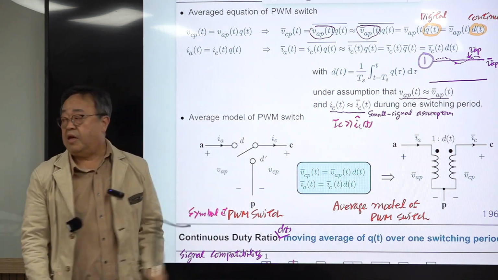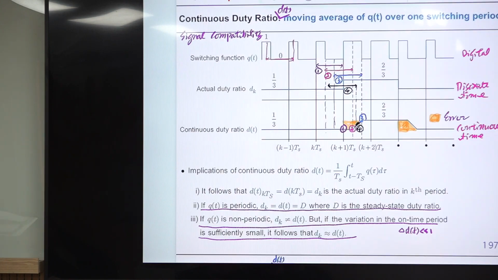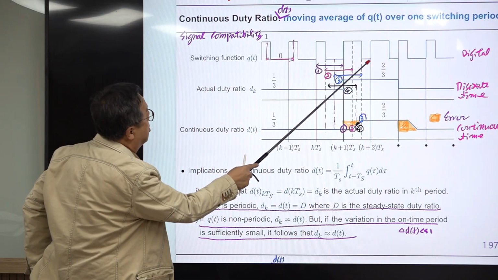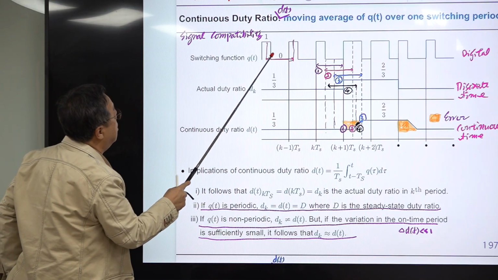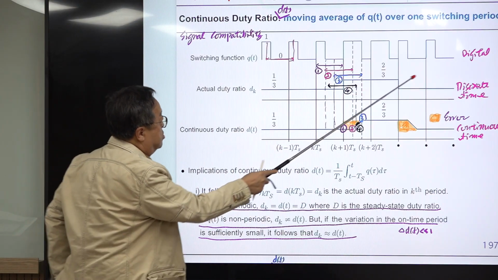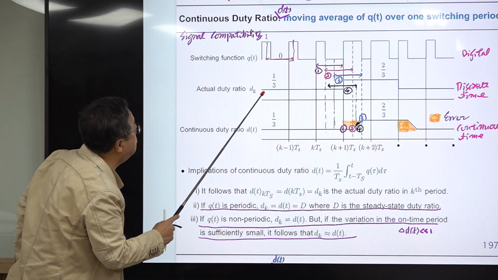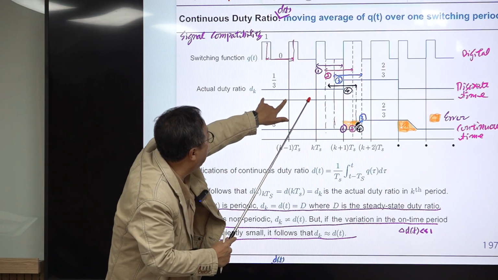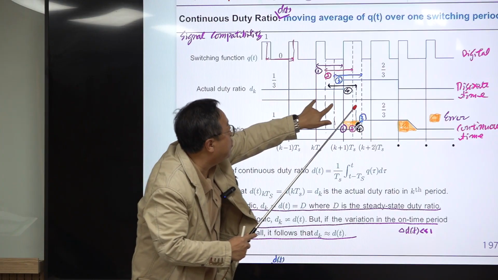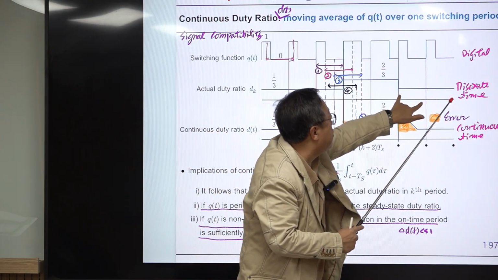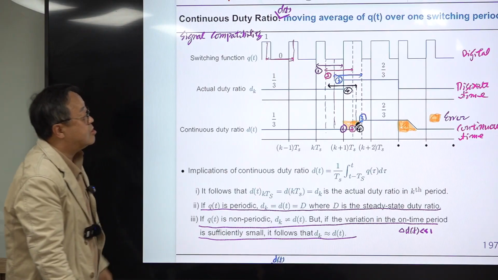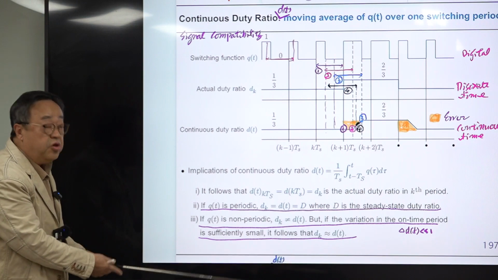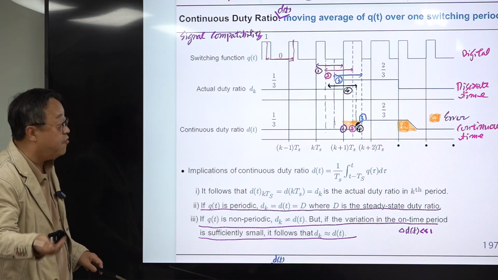Let me explain this one more time. This is the actual switching function. It's the conceptual thing. When the switch is closed, it is 1. When the switch is open, it is 0. So this is a digital signal, and this is the actual duty ratio. The duty ratio during this period is 1/3, 1/3, 1/3, 2/3, 2/3, 1/3, 1/3, something like that. But these are discrete, discontinuous waveforms, so we need to convert them into continuous-time waveforms.